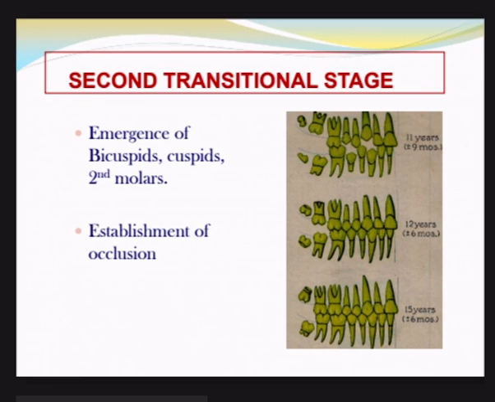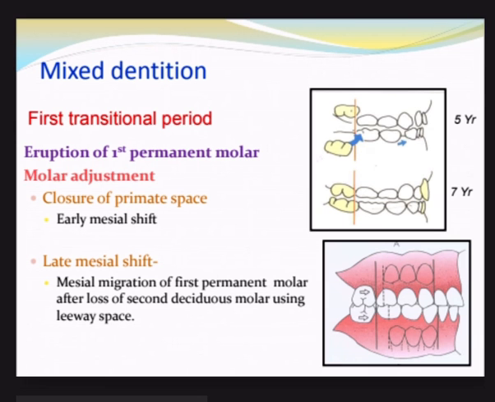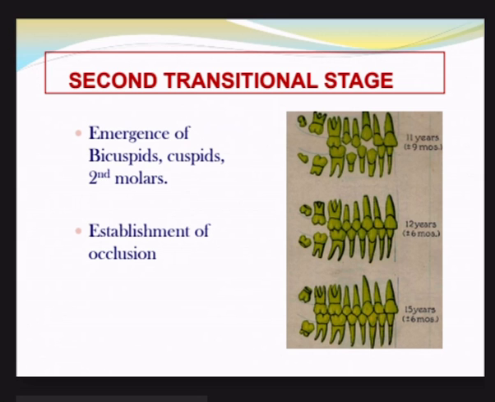Okay, in the second transitional stage, remember this slide, which I told you. In this slide you will see closure of primate space, early mesial shift. In early mesial shift, if the child is not having any space, the late mesial shift is in the second transitional stage. Don't confuse it. It is in the second transitional stage where the class 1 molar relationship will be established. How, I will discuss now.